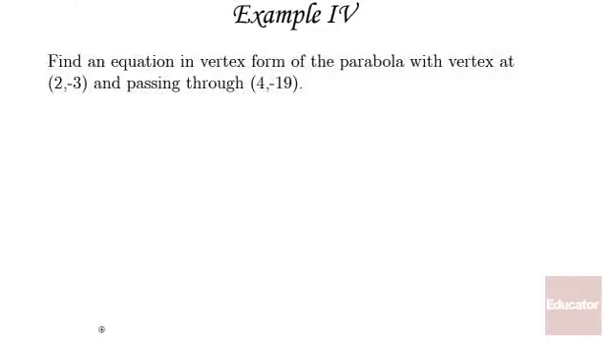Now, find an equation in vertex form of the parabola with vertex at 2, -3, and passing through the point 4, -19. Okay, vertex form, y equals a times x minus h squared plus k. Now, I look at what I'm given, and I'm actually given the vertex, so that's h and k, and a point, that's x and y. Since I have all of these, I can find a.